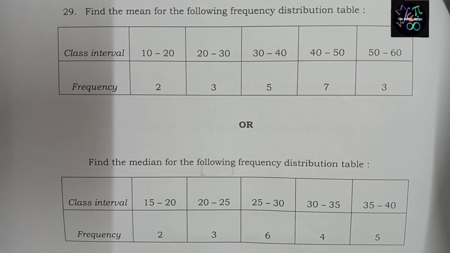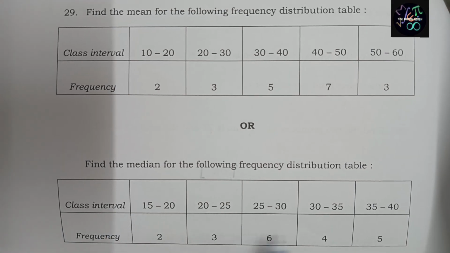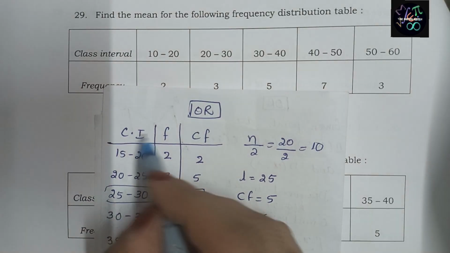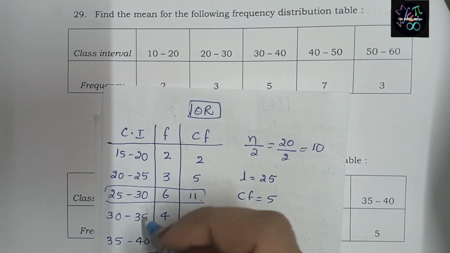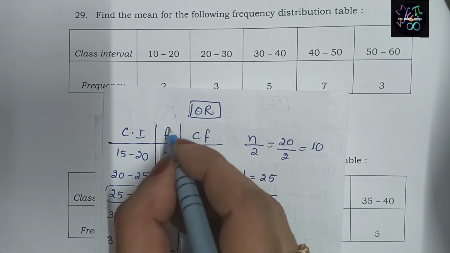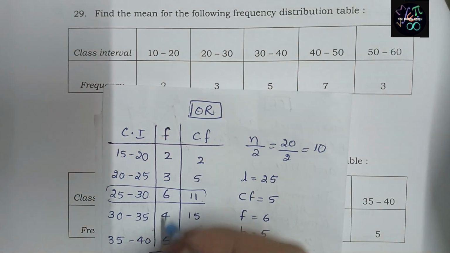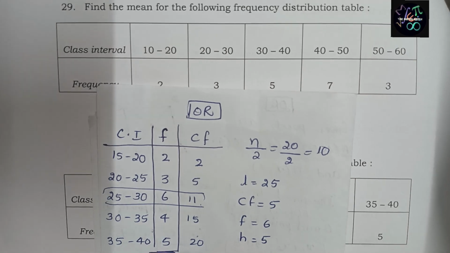So the median question: the class interval is given and the frequency is given. How to solve for the median? See, I have written here the class interval and frequency. This is the given data. But the first step in a median question is to add the total frequency, and that is equal to n. If you add the total frequency, we get 20 here, and that is equal to n.